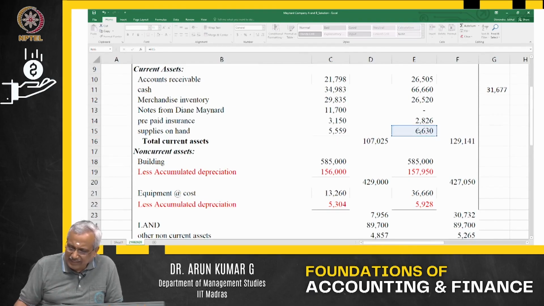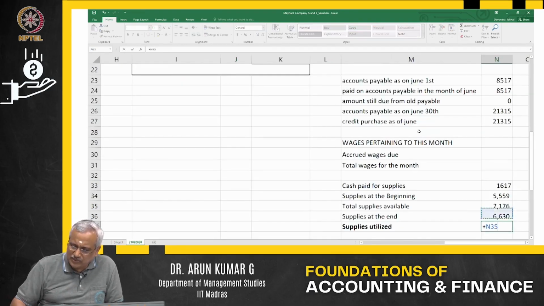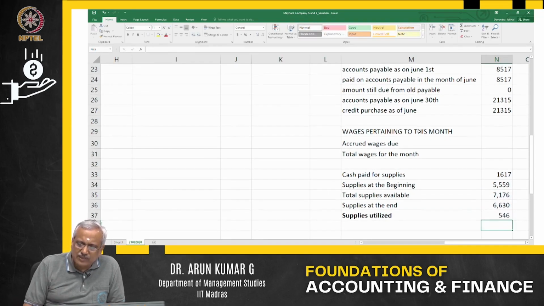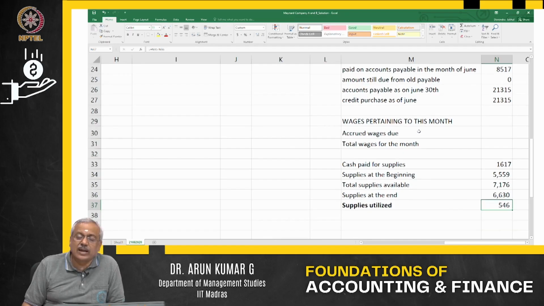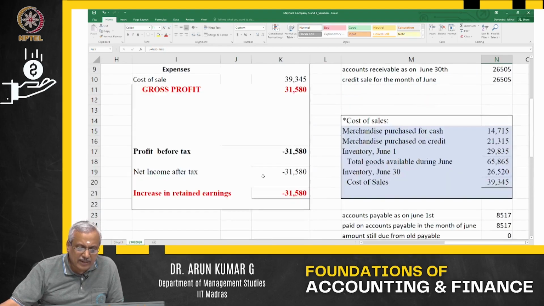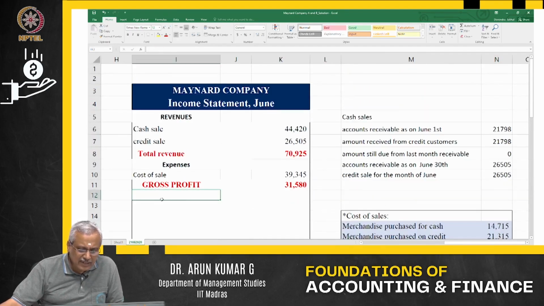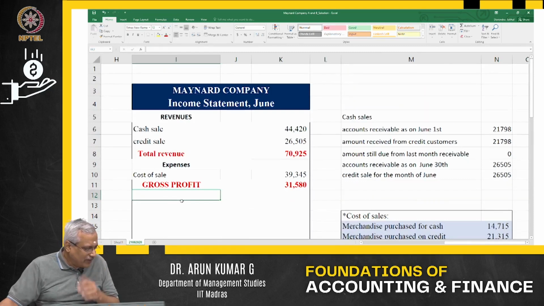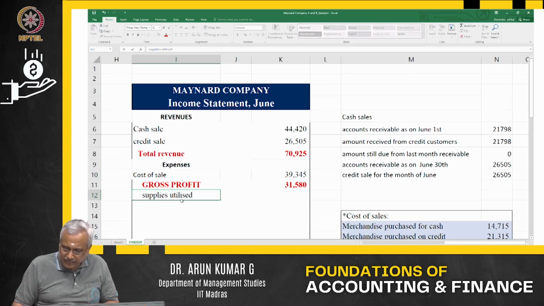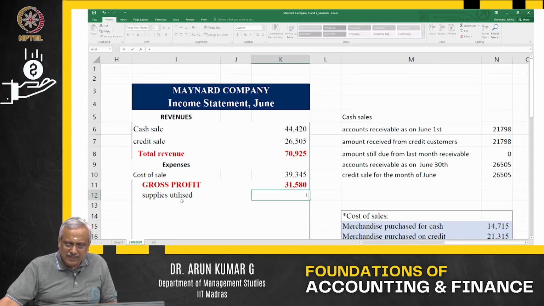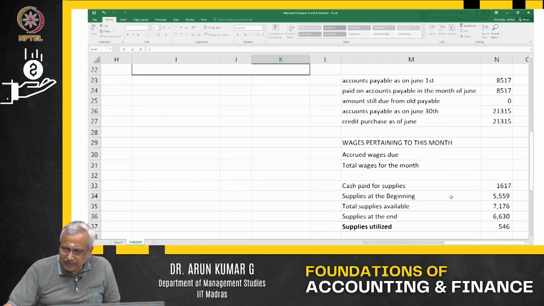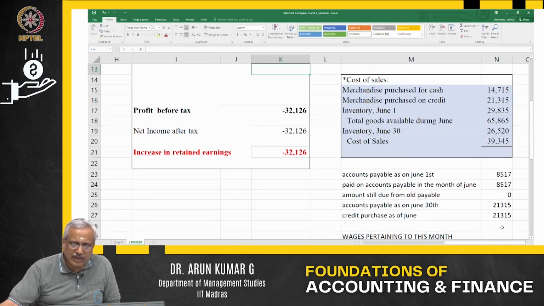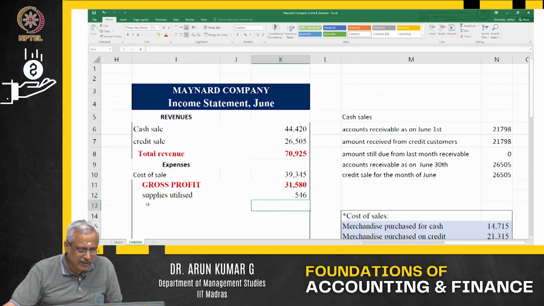This is the amount of money that is left over at the end of the month. So, how much is utilized? What is available minus what is there at the end of the month is what you have utilized. So, I go back here and that is what we call supplies utilized. What is the amount of supplies utilized? I have already done that calculation here. I will just do this and that is the amount of supplies that I have utilized.